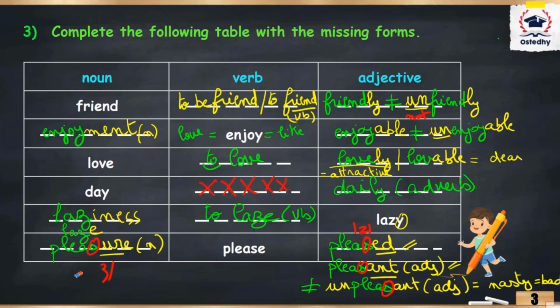So again, pleasure, that's a j sound, okay? So can you repeat, Yunus, please? Pleasure. Exactly. However, the adjectives are tough: pleased, pleasant, and the opposite is unpleasant.